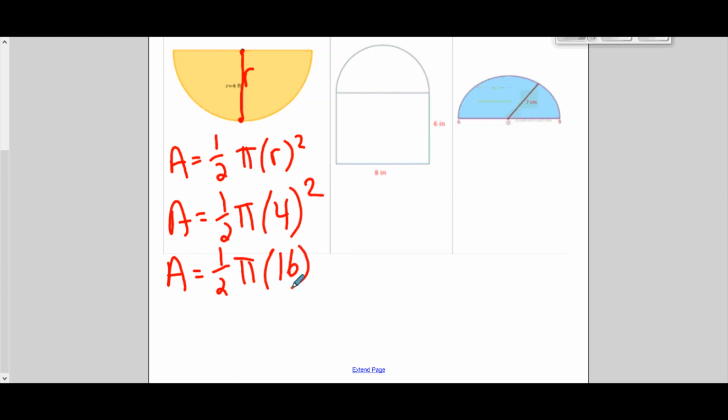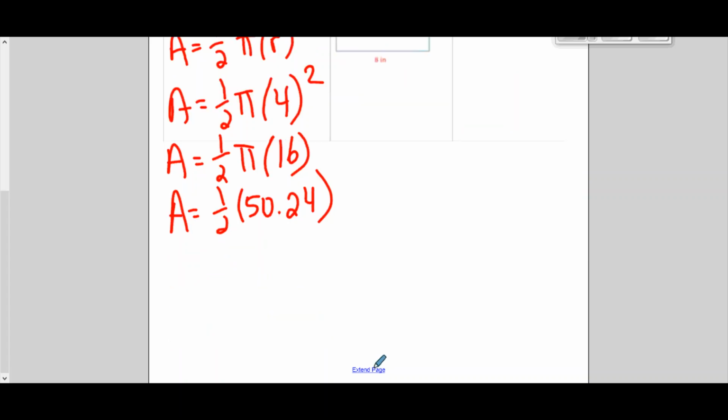So you could say, let's just take it piece by piece though. 1/2, 3.14 times 16 is 50.24. And then multiply that by 1/2 or divide it by 2. So this would be 25.12, and this was feet.